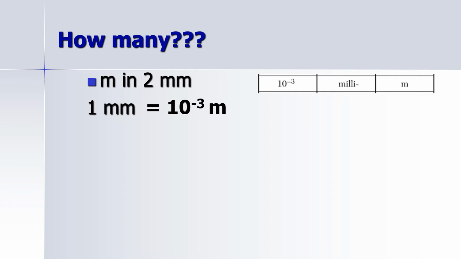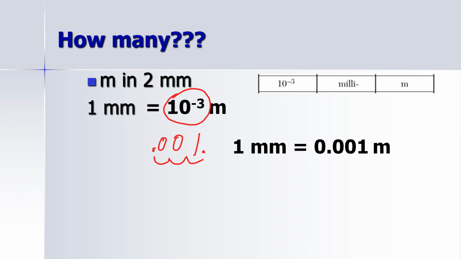Now we convert this 10 to the power of negative 3 from scientific notation into a regular number. We have an exponent of -3, so we start with a 1, and right now the 1 has a decimal right there at the very end. So -3 means we have to move our decimal 3 times to the left. So 1, 2, 3. And then remember, we have to put the zeros in the middle. So 1 millimeter is basically equal to 0.001 meters.